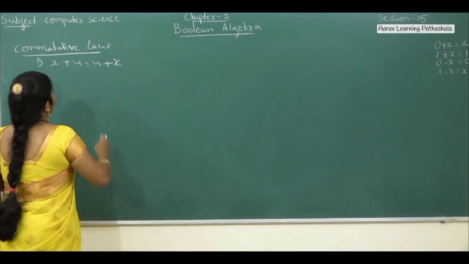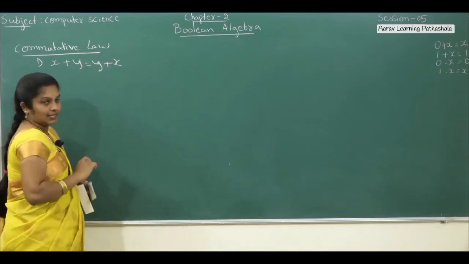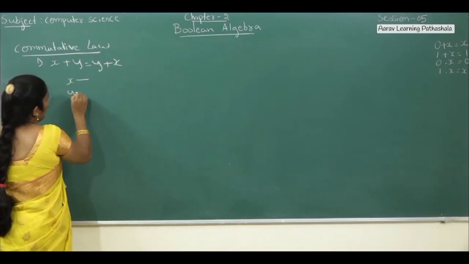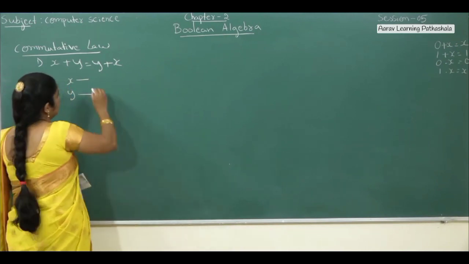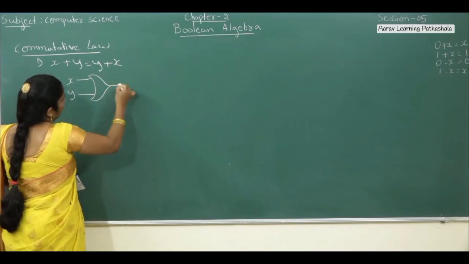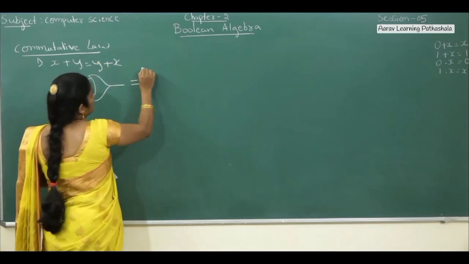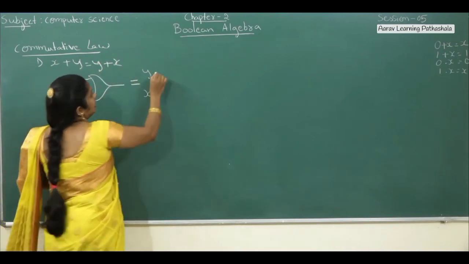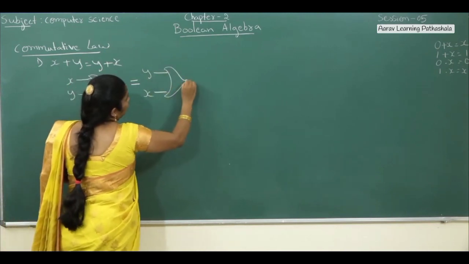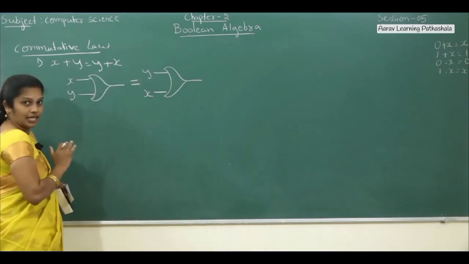Now, to prove this, first I will take x plus y equals y plus x. How do we write the circuit diagram? Here I take one input x and one more input y, with an OR gate in between. Then this is equal to: here we write equals, then we take y and one more x, connected with once again an OR gate. That is x plus y equals y plus x. This is the circuit diagram.